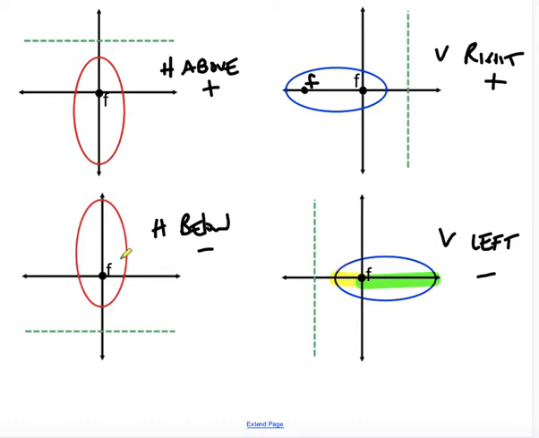So for example, from this vertex to the pole versus pole to this other vertex, do you see how the directrix is closer to the shorter side? Same thing here, vertex to pole, and then pole to the other vertex. The directrix is closer to that shortest side. I hope that makes sense.